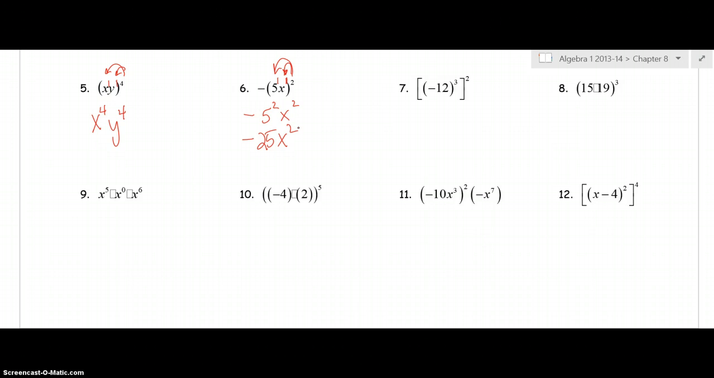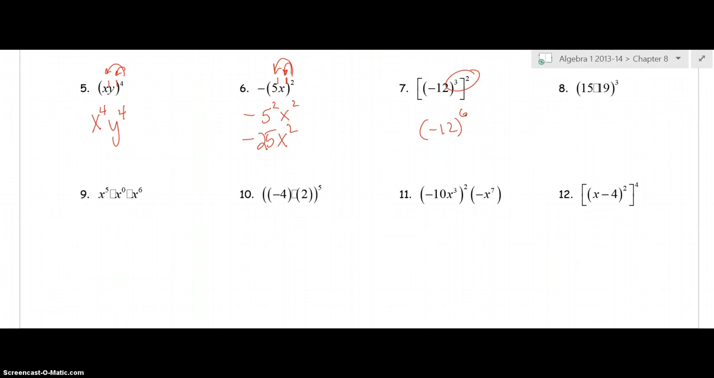Now number 7 has 2 sets of parentheses or brackets, whatever you want to call them, okay? But the only reason why they have that is because of the negative, okay? So if a negative starts in parentheses, it stays in parentheses. And all they're doing is asking us to work with those 2 exponents. What should we do with those, add or multiply? Multiply. There's only 1 base, right? So we're going to multiply those so we get to the 6th power.